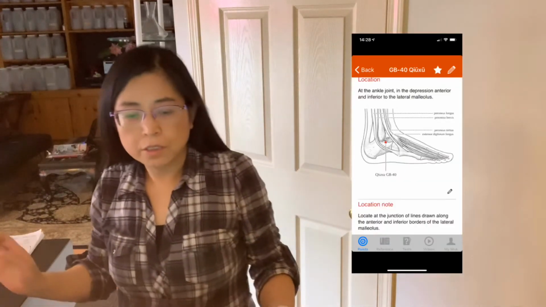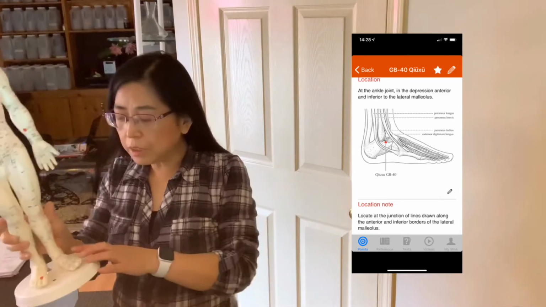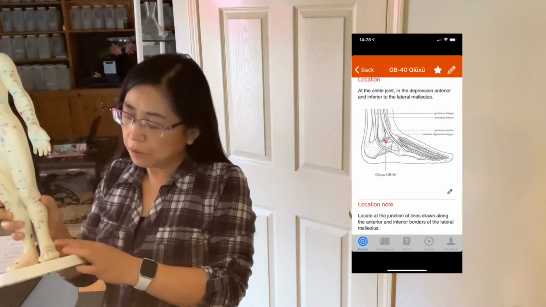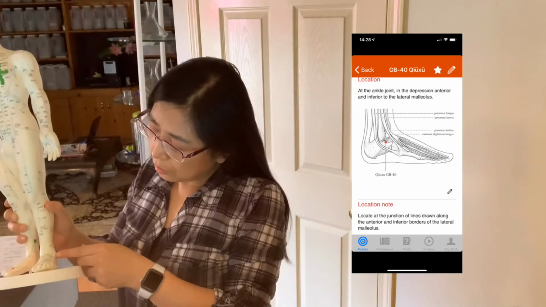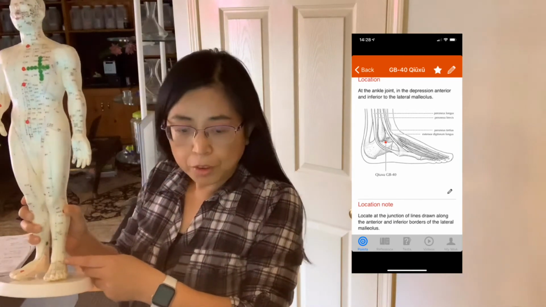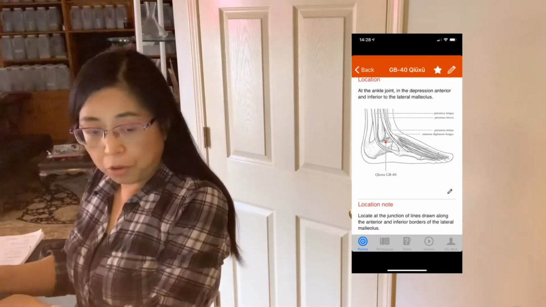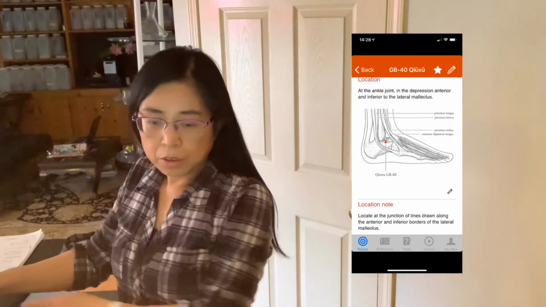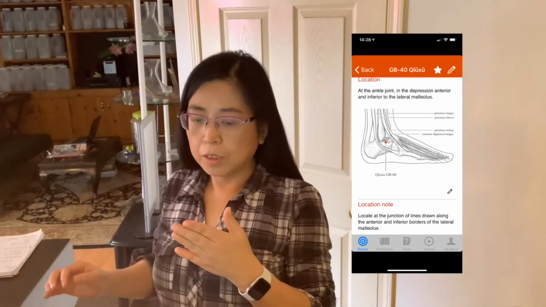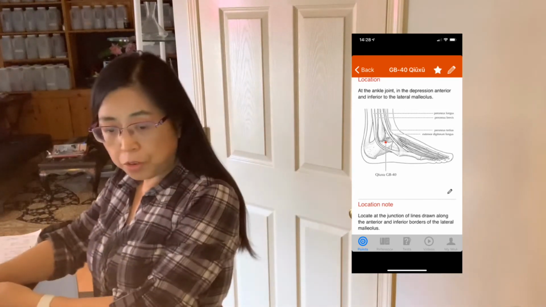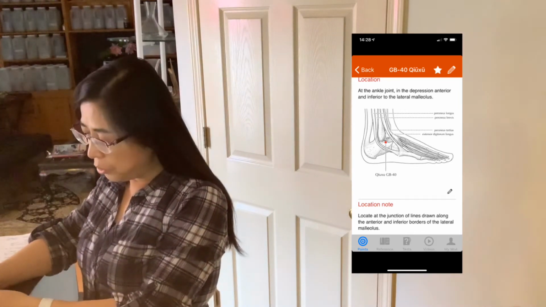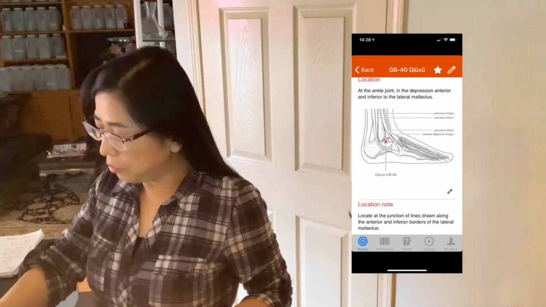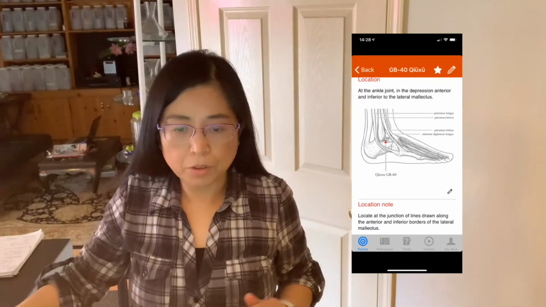Gallbladder 40 is on the anterior and inferior of the lateral malleolus. It's at the junction of lines drawn along the anterior and inferior borders of the lateral malleolus. Okay.